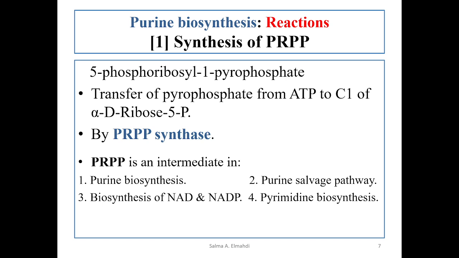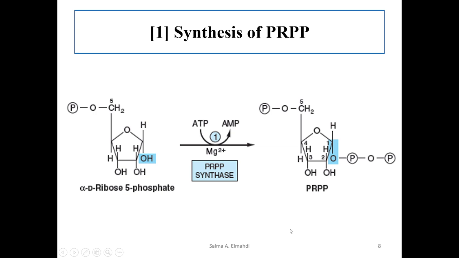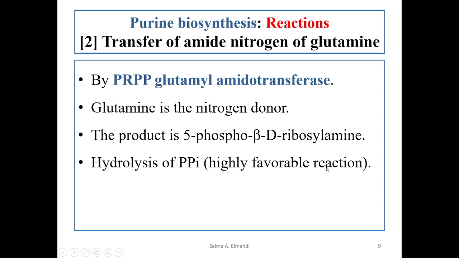So the first reaction is synthesis of PRPP by PRPP synthase. We start with ribose 5-phosphate. We use ATP as a source of pyrophosphate, and this pyrophosphate is added here. So it is a 5-phosphoribosyl 1-pyrophosphate because the pyrophosphate is attached to carbon atom number 1.